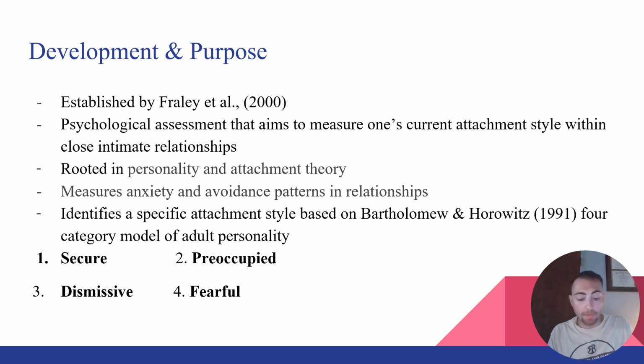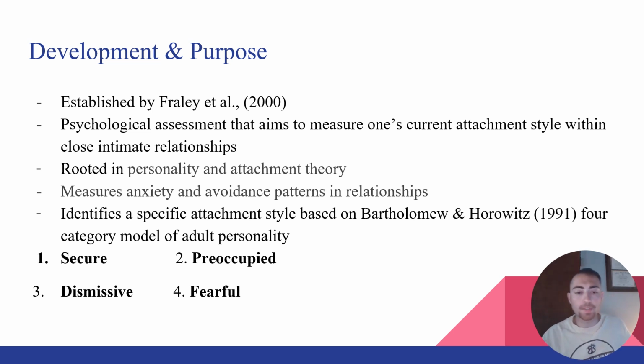The ECR revised uses two scales presented on a continuum, which I'll explain after, to measure one's avoidance and anxiety patterns within close relationships. This scale helps determine which of these four attachment styles someone would most likely fall into.